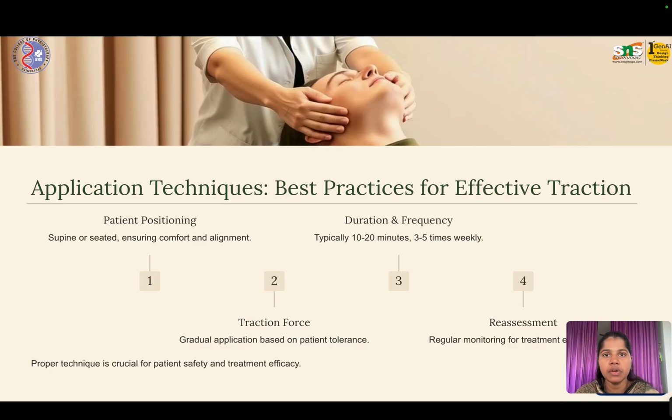Coming to duration and frequency, it is usually 10 to 20 minutes of duration, around 3 to 5 sessions per week. Whereas for reassessment, monitor the patient's response after each session. If the symptoms get worse, we don't continue the treatment.